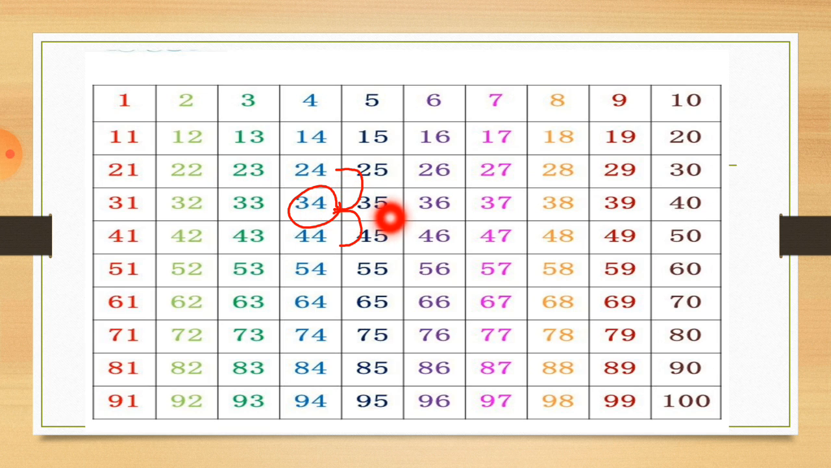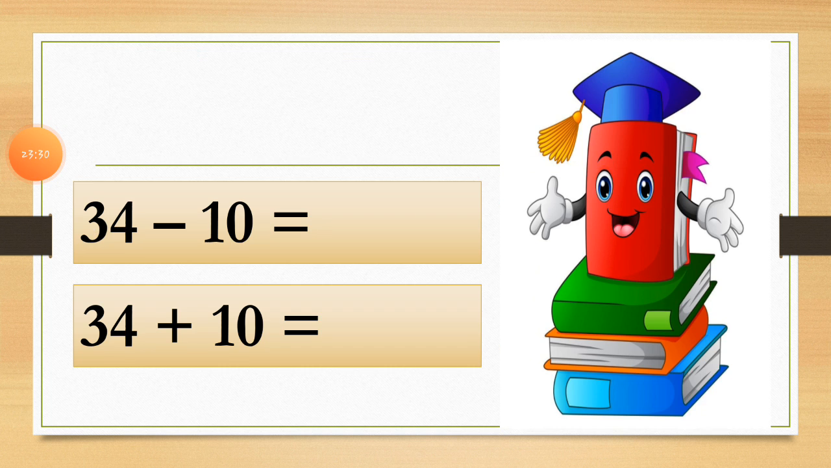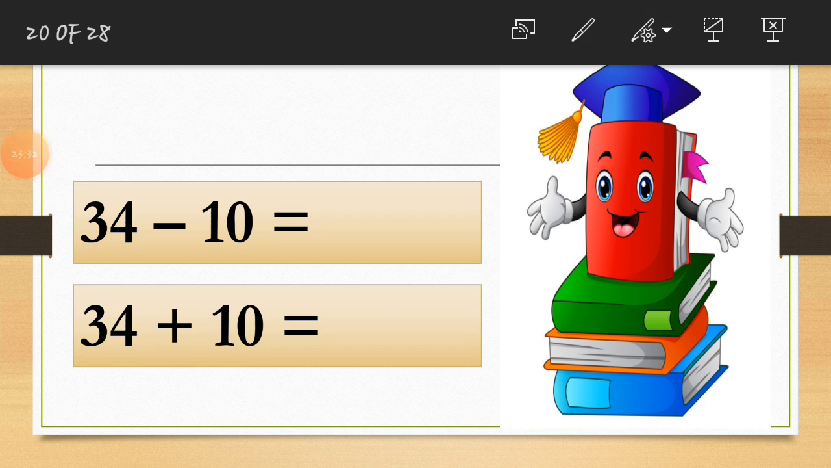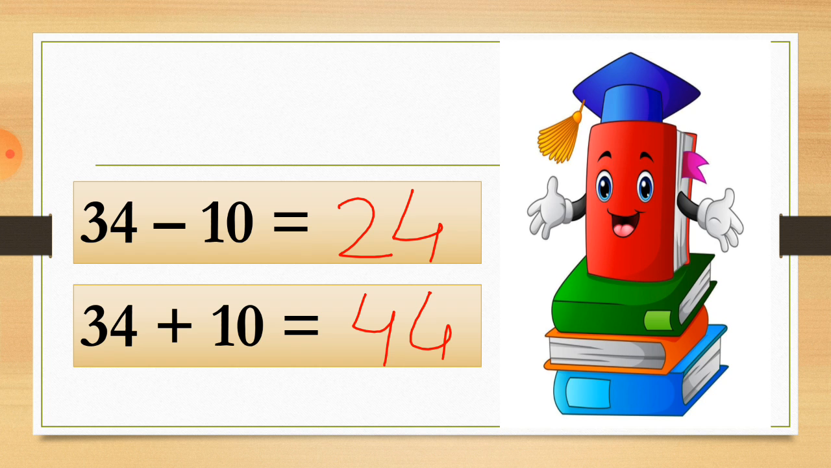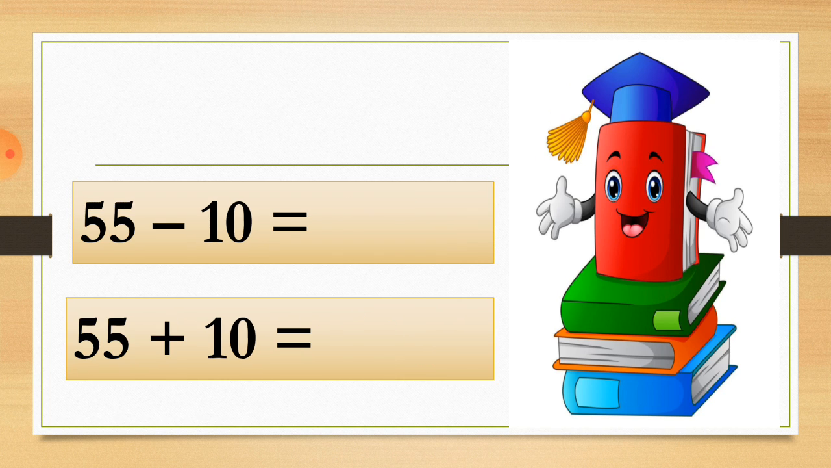So this way you have to do this. Students, here I write the answer which we get for 34 minus 10. We get this number, and 34 plus 10, we get this number which is 44. Hope you understood this, but let's understand it through one more example, so you will easily understand what the concept actually is.